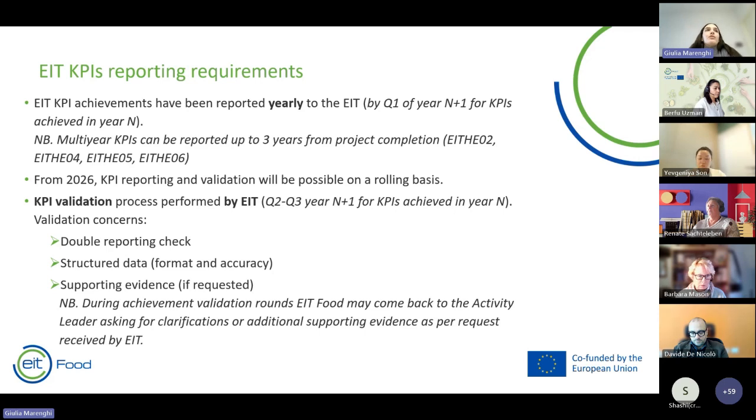The validation concerns double reporting checks, so verifying that each single achievement is not a duplication of another. For example, if an activity is reporting to have achieved a marketed innovation, that it has not been reported twice, either by the same activity or by another activity led by EIT Food. It also includes the check on the correct format and accuracy of the structured data provided by the activity leaders, and the same format and accuracy of the supporting evidence substantiating some of the KPIs that have been reported.